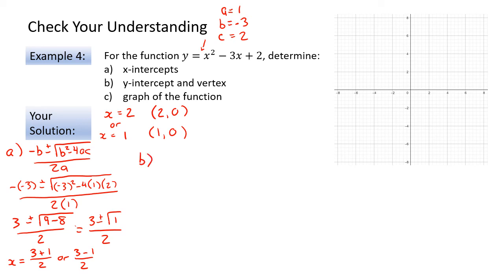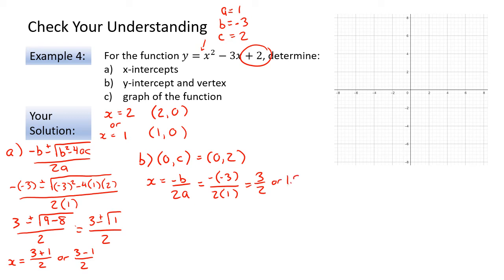For b, the y-intercept and the vertex. Remember, the y-intercept is simply 0 and c, which is the constant in the equation, or 0 and 2. Okay, since the constant c here is 2. Next, the vertex. Remember, the vertex, the x-coordinate is negative b divided by 2a, or in this case, negative 3 divided by 2 times 1. So 2 negatives make a positive, and 2 times 1 is 2, so this is simply 3 over 2, or you can write it as 1.5.